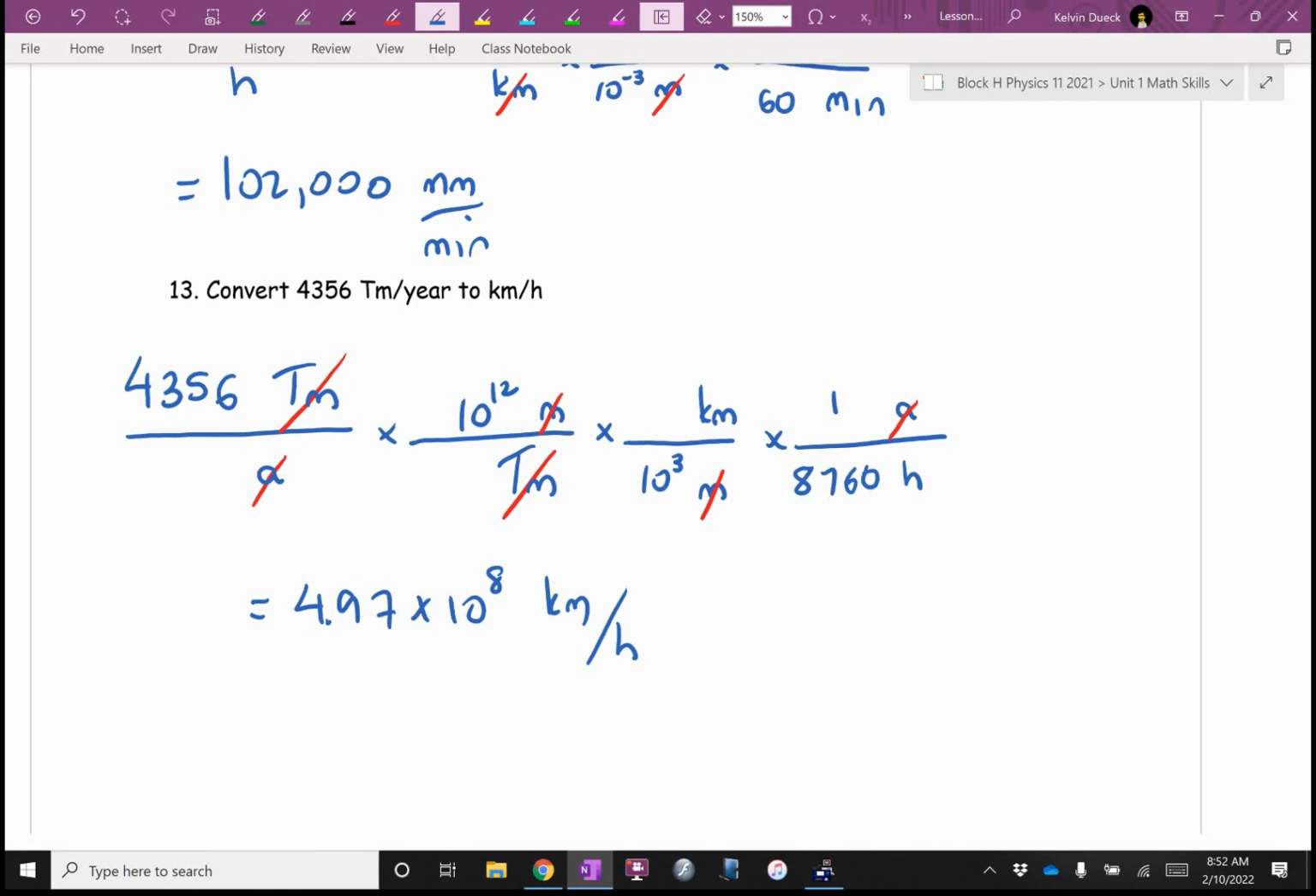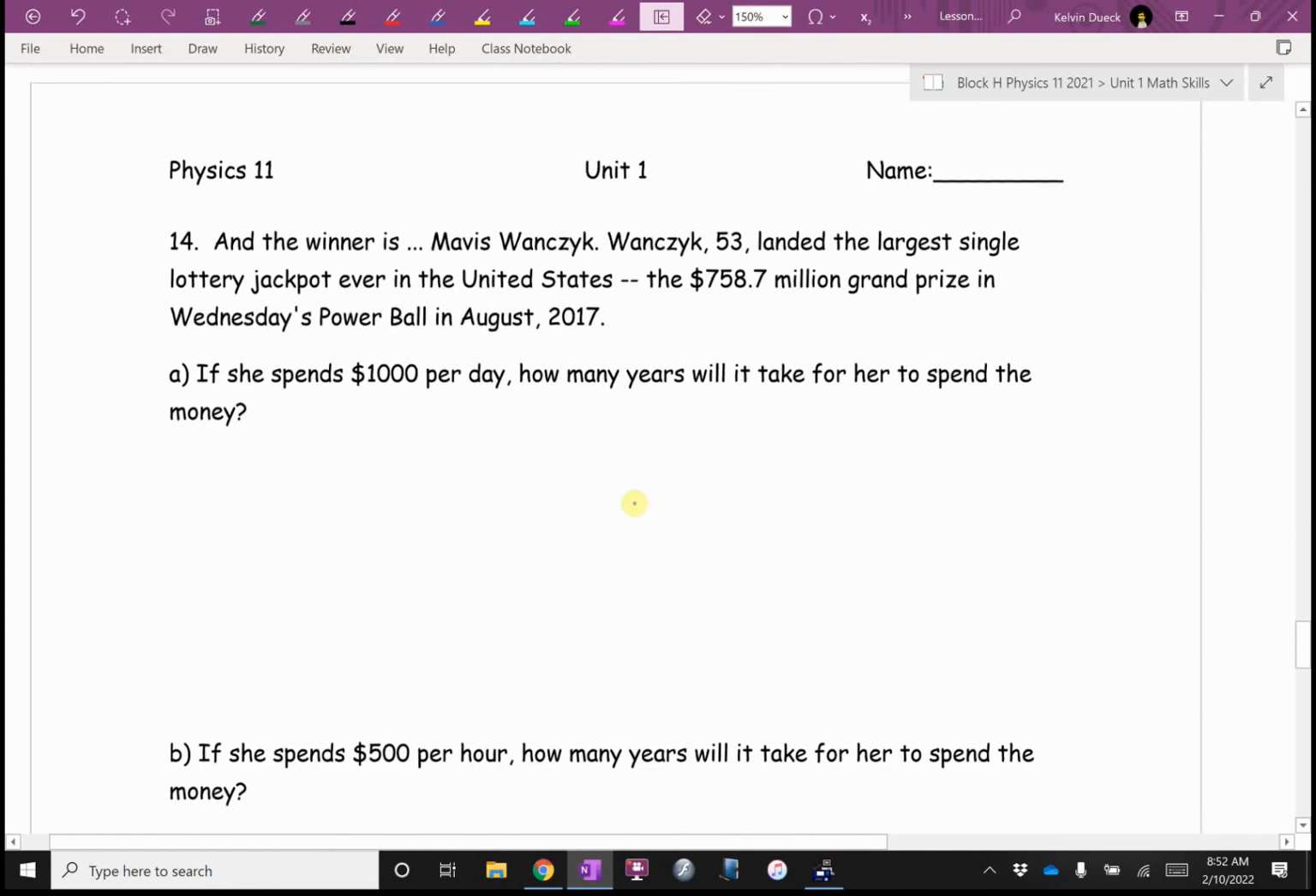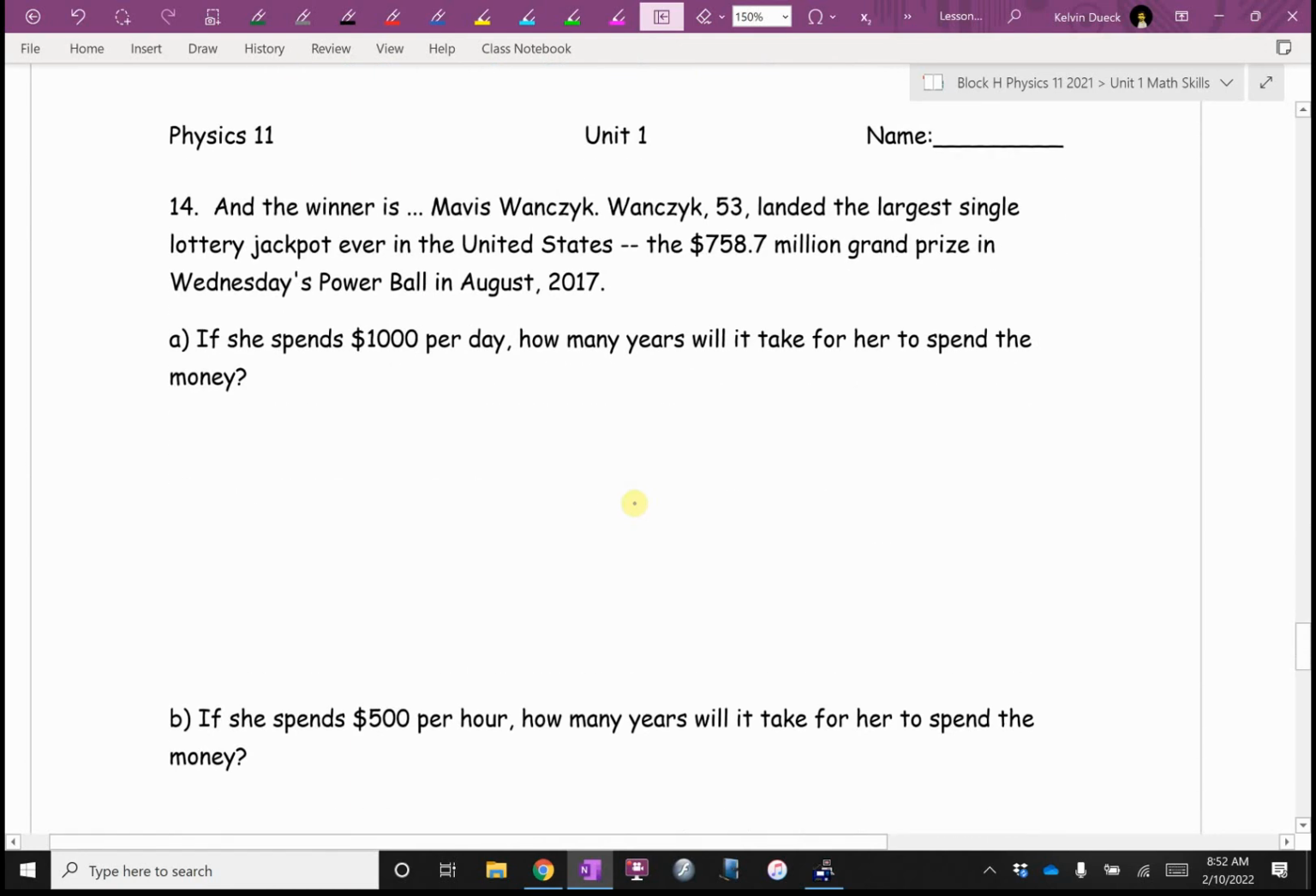Let's win a lottery. Next page. The largest single winner of the U.S. Powerball in history happened in 2017, not that long ago. Mavis Wanchik won $758.7 million.